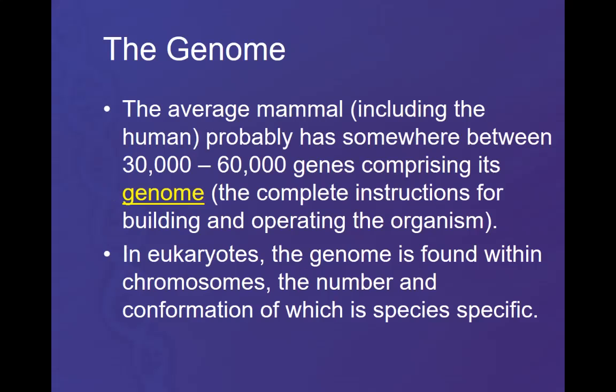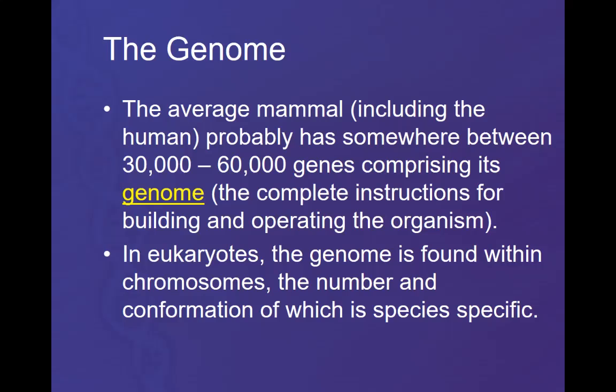In eukaryotes, the genome is found within the chromosomes. The number and conformation of these chromosomes is specific to the particular species. So human chromosomes are different from, say, goldfish chromosomes. We have 46. Goldfish have something like 94. That number does not necessarily mean more complex or more highly evolved. It simply is a difference in the number of genes per chromosome and the size of the chromosomes.